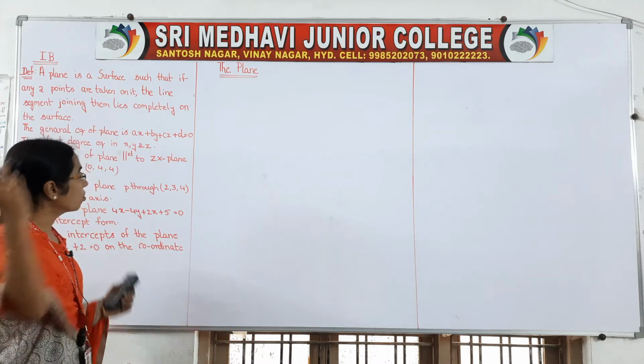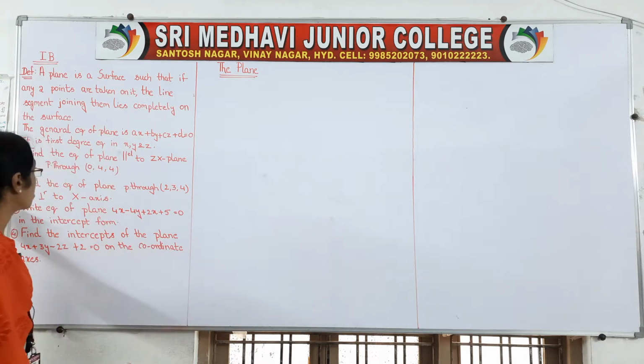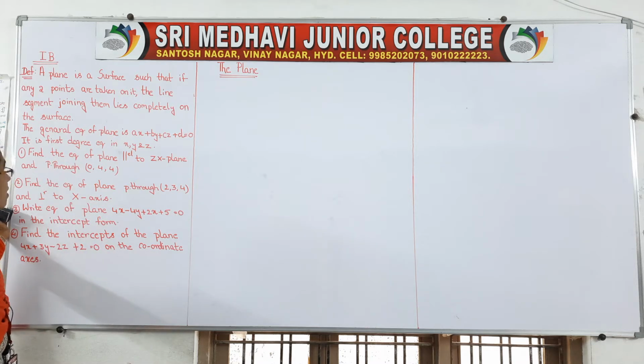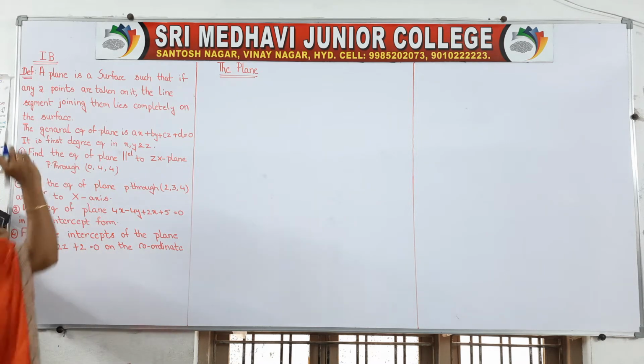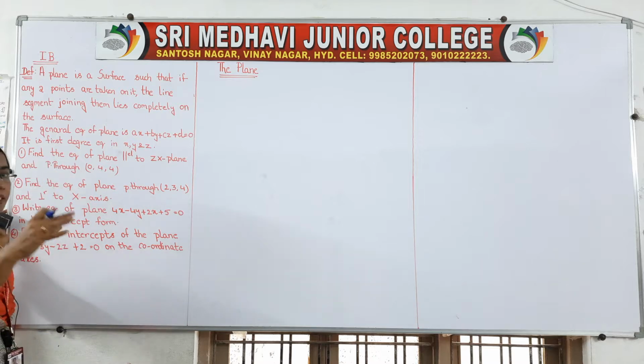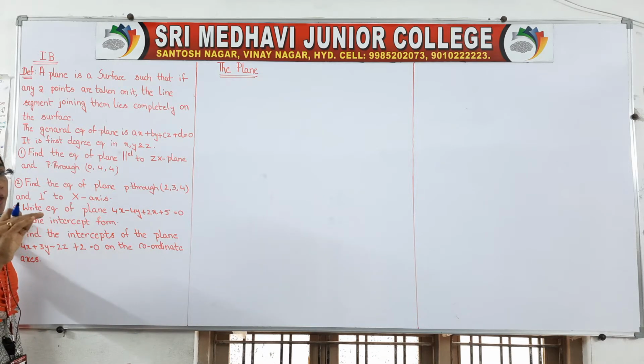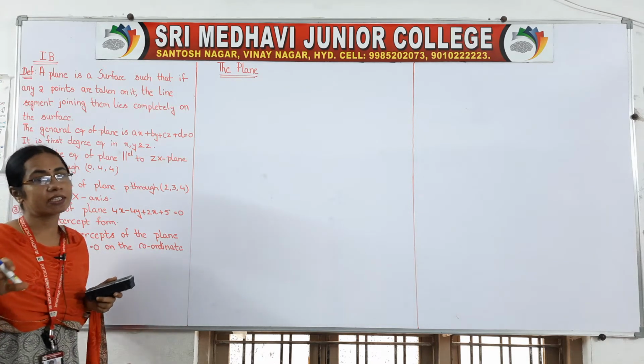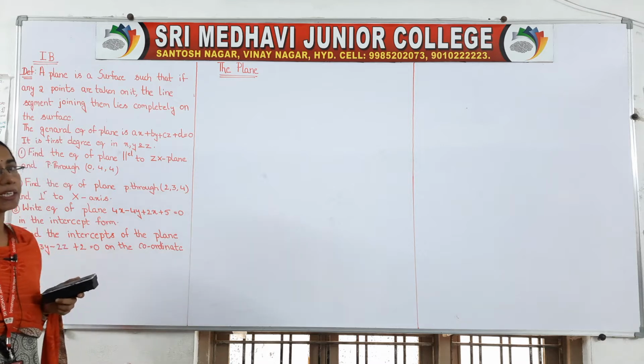Okay, so now the definition according to the mathematicians: a plane is a surface such that if we take any 2 points on that surface and if we take a line segment through those 2 points, that entire line lies on that surface only. Such type of surface is called the plane. So plane is nothing but a surface, right.